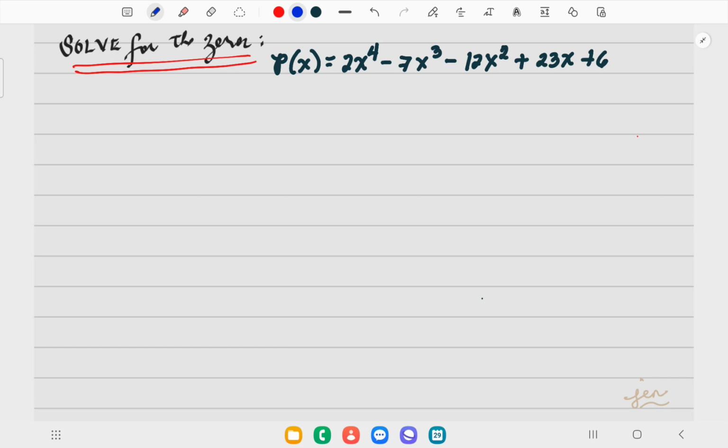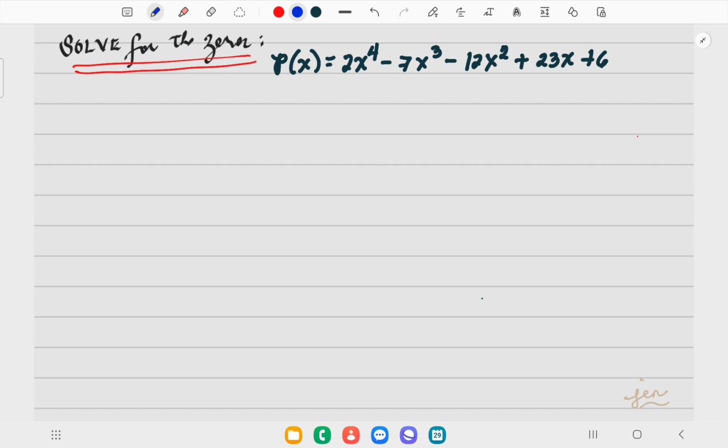This time we have the example p of x is equal to 2x raised to 4 minus 7x cubed minus 12x squared plus 23x plus 6. Notice that we have a complete polynomial starting with exponent 4, 3, 2, 1, and 0. Before we can solve for the zeros, let's identify necessary information.